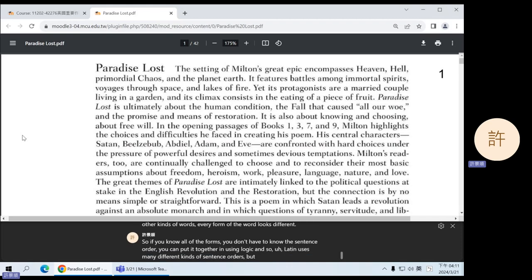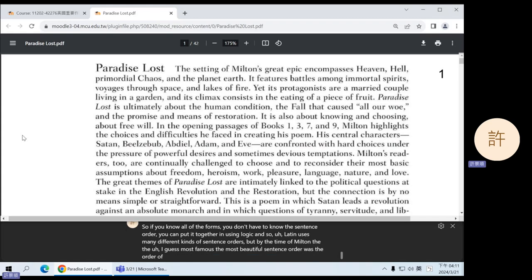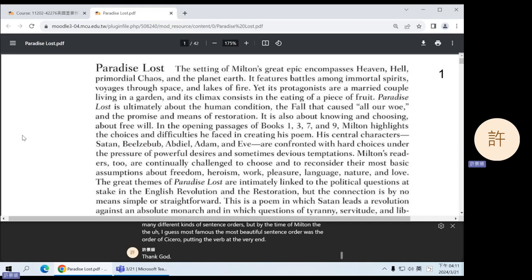But by the time of Milton, the most beautiful sentence order was the order of Cicero, putting the verb at the very end. Thank God, right? Because can you imagine if Milton used random sentence orders? It would be crazy. It would be crazy interesting to read.